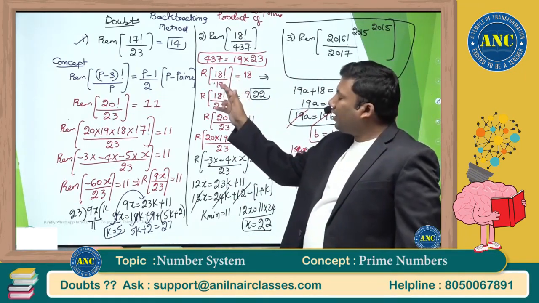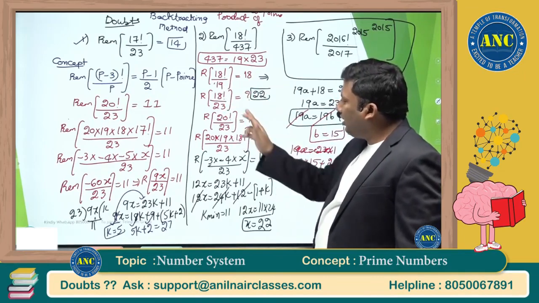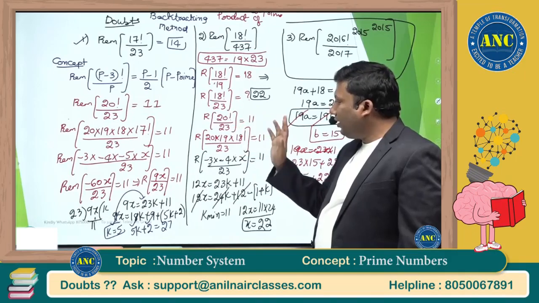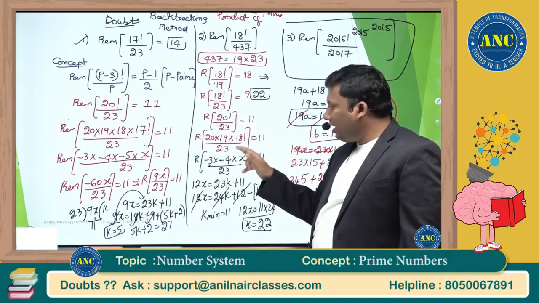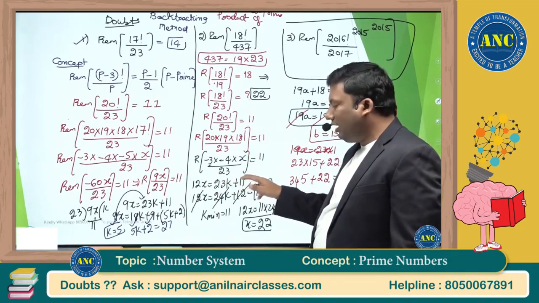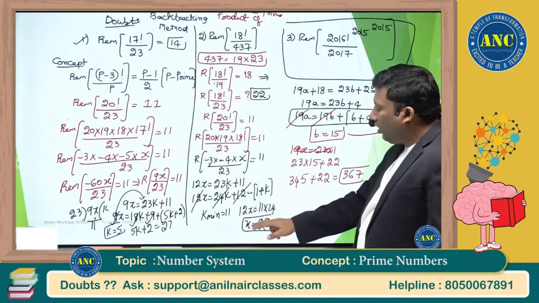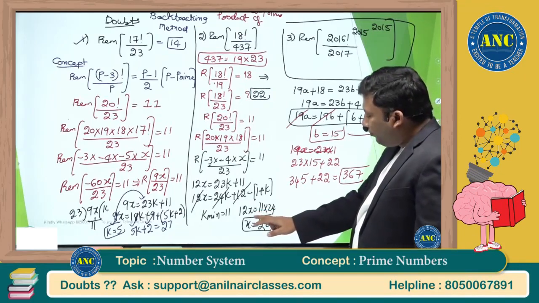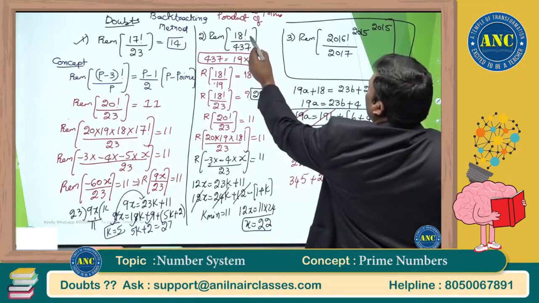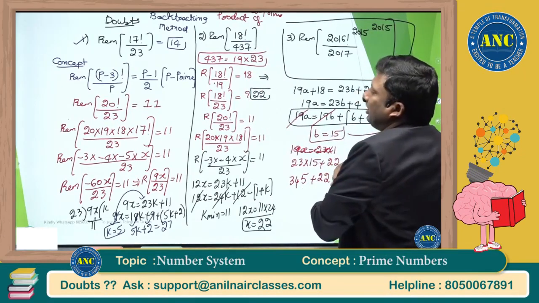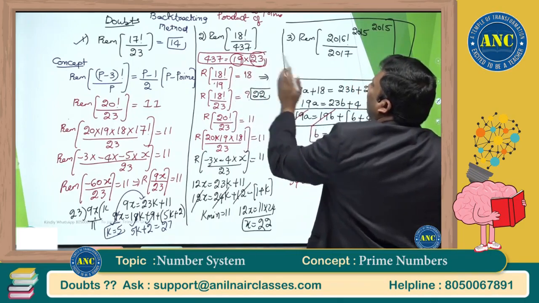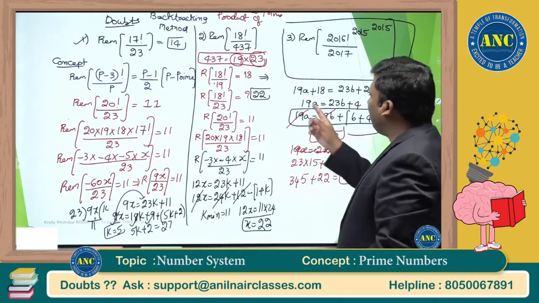P minus 1 factorial divided by P is 18. 18 factorial by 23, 20 factorial by 23 is 11. 20, 19, 18, minus 3, minus 4x. 12x is equivalent to 23k plus 11. I got remainder 22. So this remainder is 22. I want 18 factorial divided by 437. 437 is 19 into 23. I did it for 19 and 23.